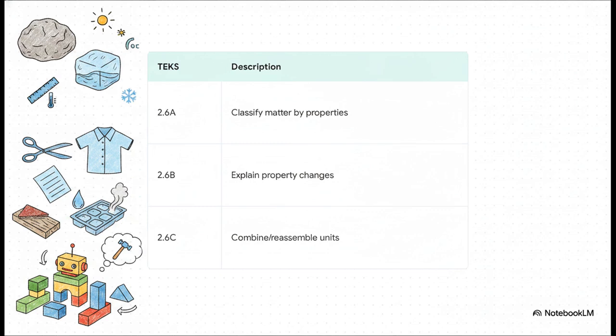Then, TEKS 2.6b is all about conducting descriptive investigations to see how those properties can be changed by things like cutting, folding, sanding, or melting. And finally, TEKS 2.6c asks students to show that small units can be combined to form entirely new objects, and to explain why certain materials are chosen for specific jobs based on their properties.